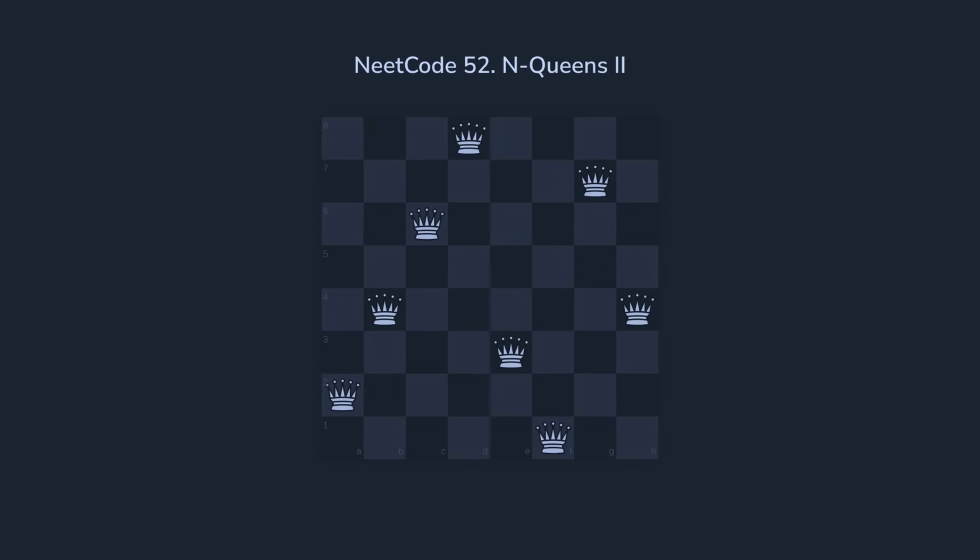And for example, this one is not a solution because there are 2 queens on the fourth row. And also the queen on h4 is threatening the queen on d8 on the diagonal here. This one is also not a solution because of 2 queens on the G column.